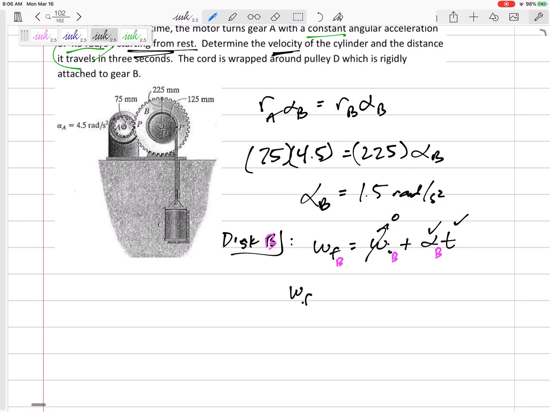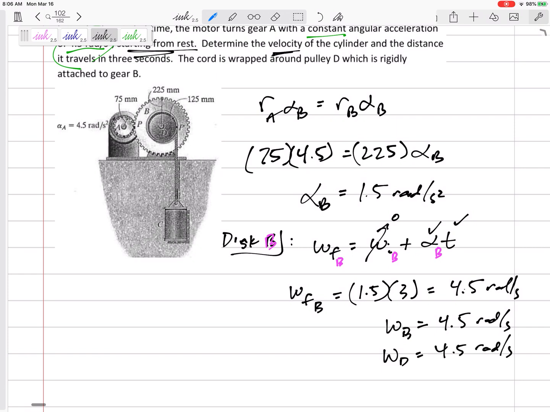All right, but anyway, the omega final for disk B would be alpha 1.5 after a time of 3 seconds, 4.5 radians per second. All right, so I need to jump that to the velocity for cylinder C. I would call this the angular velocity for disk B. I kind of need to jump it to the inner, but there is no jumping from outer to inner, right? This is a smaller pulley and a larger pulley that are glued together. They're fixed together. They're moving together. So any angular information for B, so omega B is 4.5.